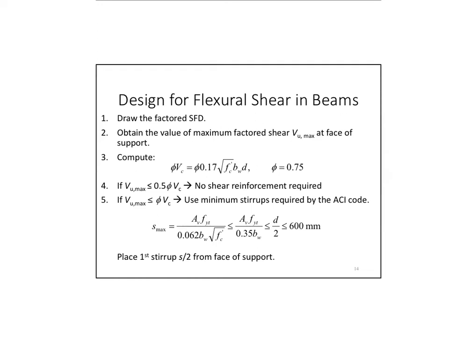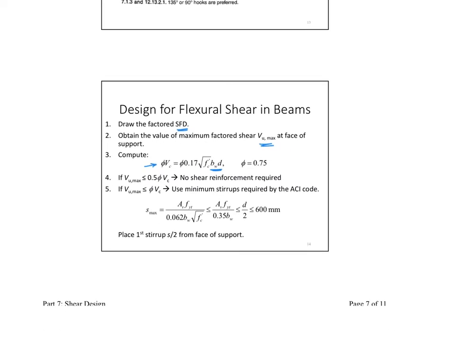Now, the design of flexural shear in beams goes as getting your VU, which basically comes from your shear force diagram where the maximum VU is. Then, once I know the dimensions of my beam, I can simply compute my VC, and then my phi VC becomes 0.75 times VC, and this is the contribution of my concrete to the strength of the beam.